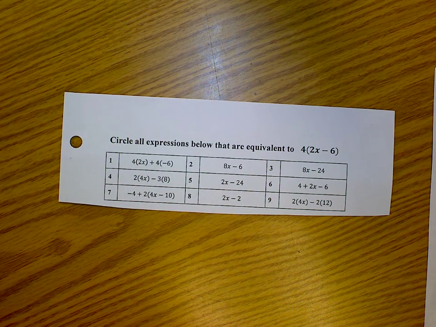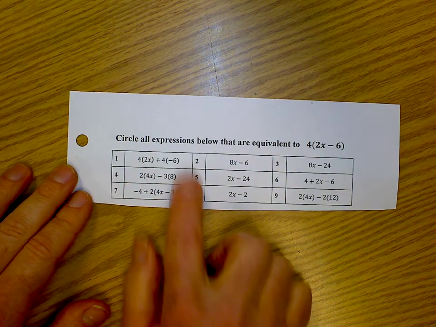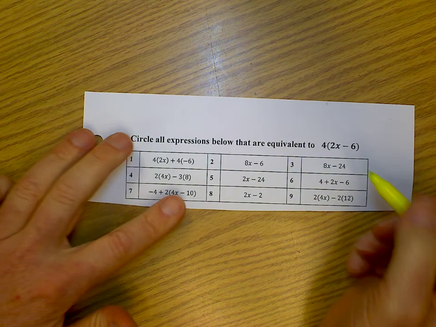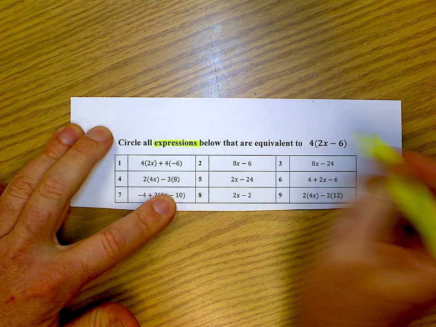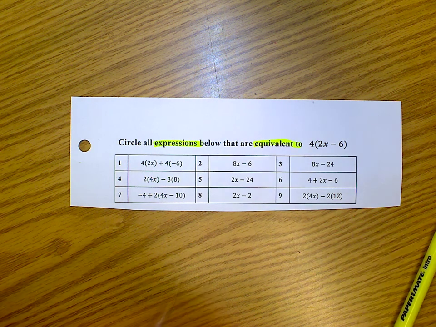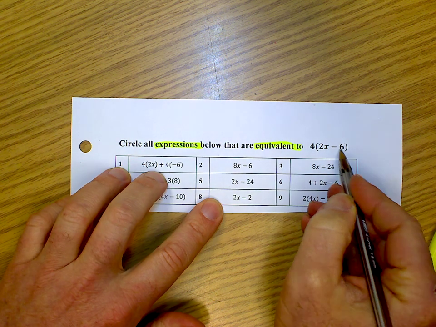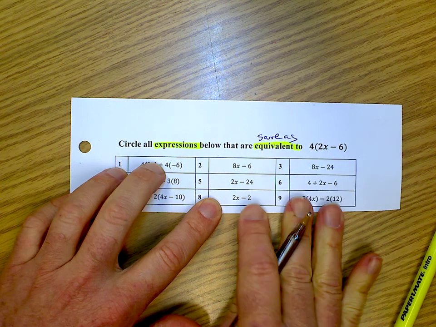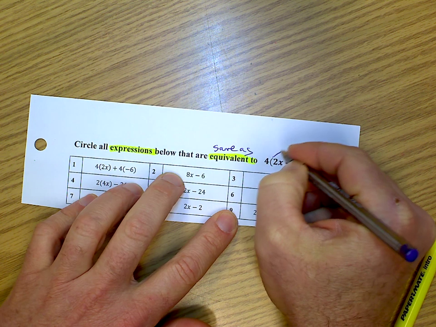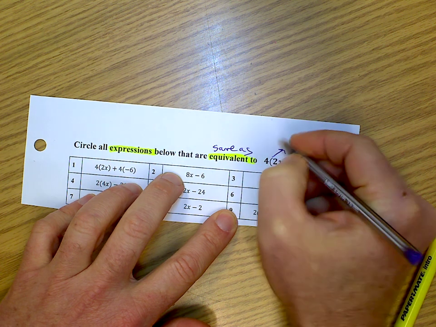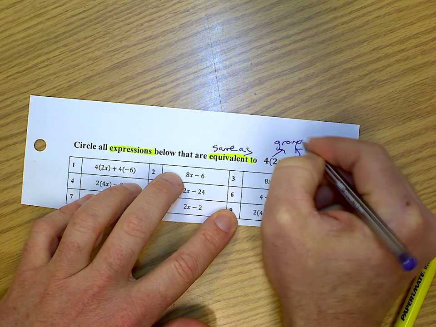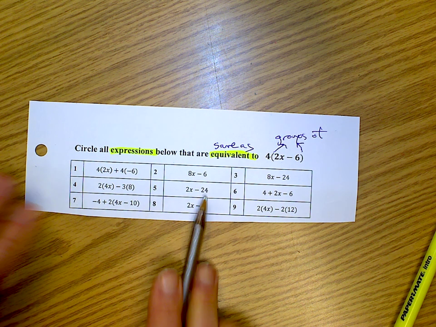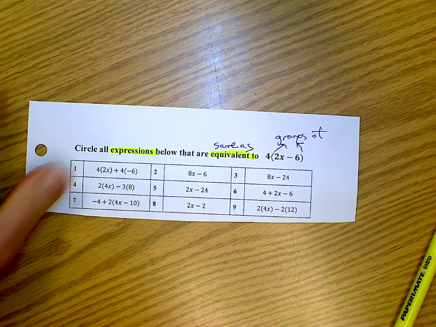Here's a little question you might have sometime. Working on equivalent expressions. Circle all the ones that are the same as 4 times 2, 4 groups of 2x minus 6. Same as is what equivalent means. When you see parentheses, think of groups of. And then we have all these choices. It's so confusing. How can we deal with this? Well, let me show you.